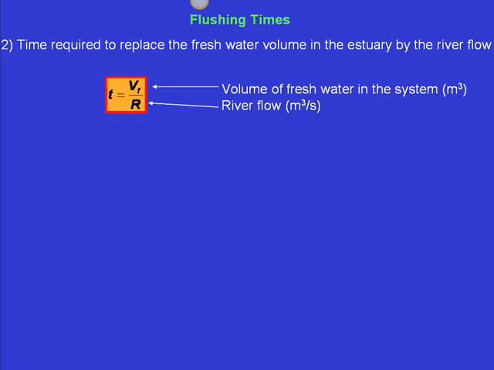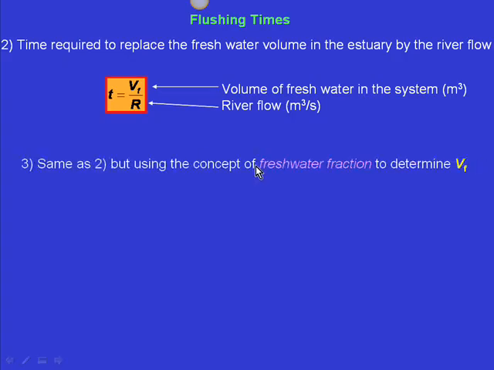About the volume of fresh water, how would you determine the volume of fresh water in a system? That's a little more tricky. We'll see in a minute how we can obtain a value for this volume of fresh water. But a third definition, which is essentially the same as this second one, uses the concept of freshwater fraction, which is the one that's going to help us determine the freshwater volume in the system.